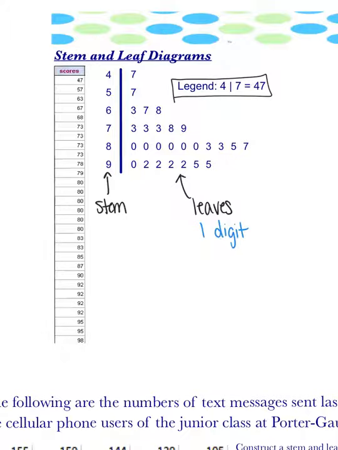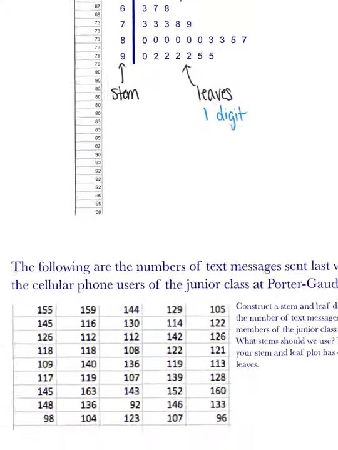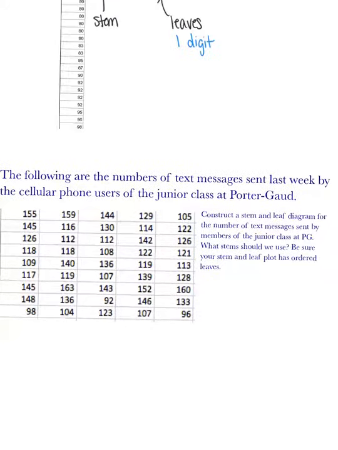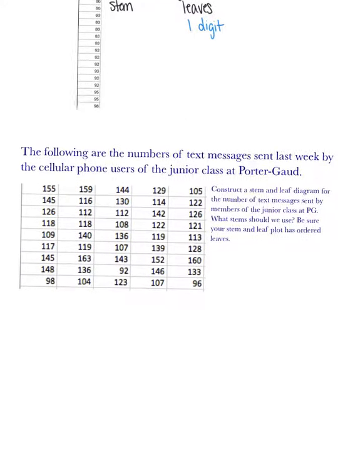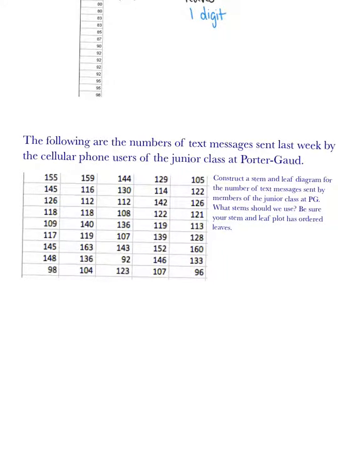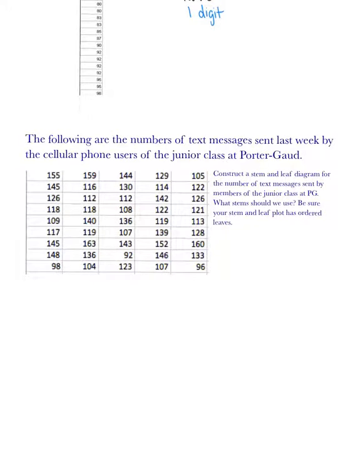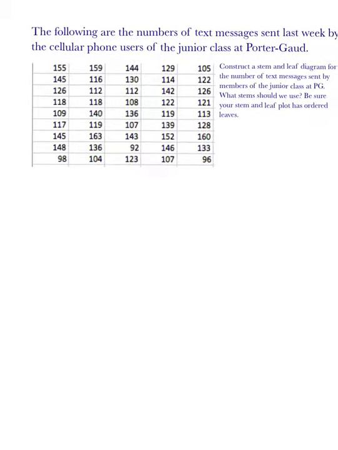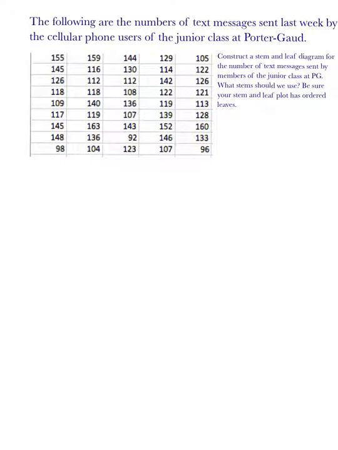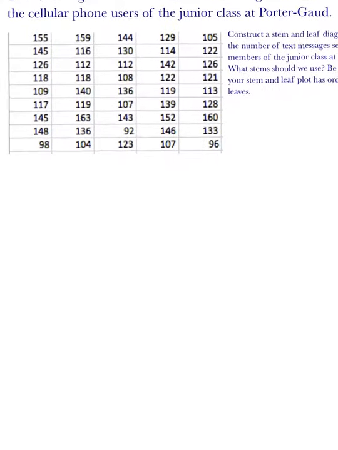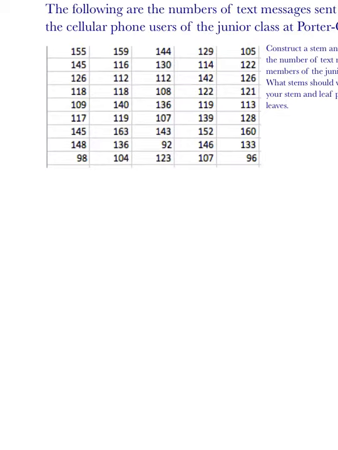So let's take a look at this example down here, this data set. It says the following numbers are text messages sent last week by the cell phone users of the junior class at Porter-Gaud School. And I want to construct a stem and leaf diagram for this data set. So the first thing I have to do is figure out what I'm going to use for my stems and what I'm going to use for my leaves. And I'm going to zoom in because I really don't need anything other than these numbers. So I usually try and look for the minimum and the maximum in the data.